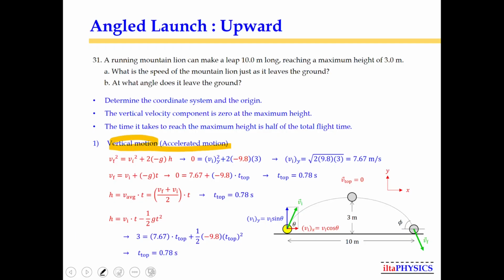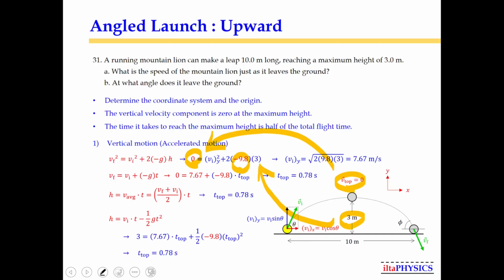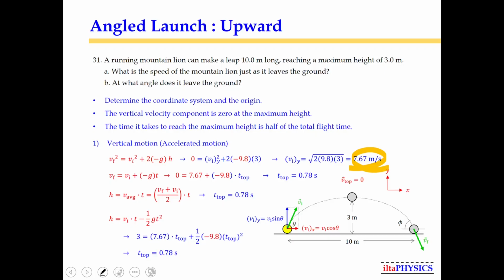Since we don't have information about time yet, we can use the formula relating velocity and displacement to find the initial y-velocity. Thinking only of the vertical motion, the final velocity at the peak is 0, and we plug in -9.8 for gravity. Calculating this gives an initial vertical velocity of 7.67 meters per second. The positive value confirms the lion is jumping upward. Always keep the signs and directions in mind.